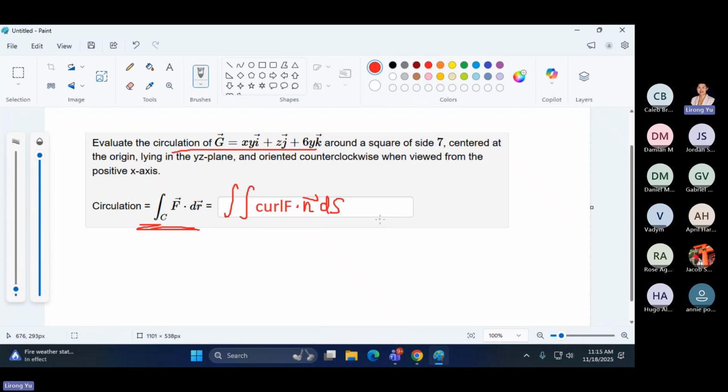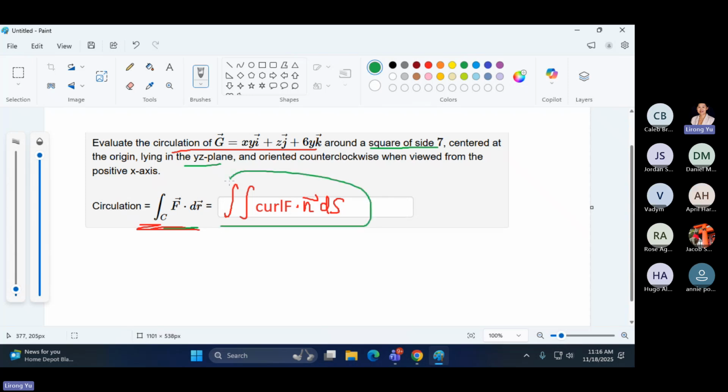If we follow this, we can actually do it both ways. If you prefer, you can identify the line representing a square of size 7 centered at the origin in the YZ plane. You can calculate the line integral on the four sides of the square and add them together. I suspect it won't be too hard because it's a square. But we're going to follow the Stokes theorem and calculate the double integral on the other side.